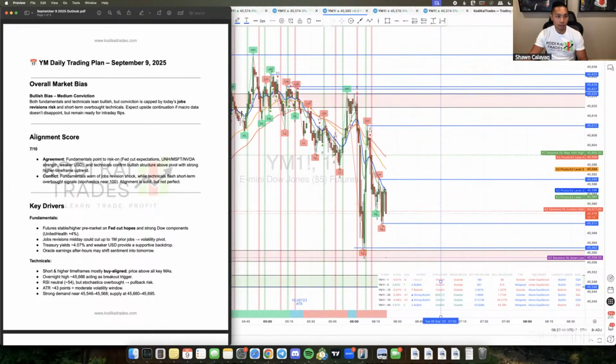With that being said, our alignment score is 7 out of 10. The agreement is that fundamentals point to risk on, with Fed cut expectations happening next week, the obvious stocks over here, UNH, Microsoft, NVDA, strength, weaker USD, and technicals confirm bullish structure above pivot with strong higher time frame uptrend. The main conflict here is that the fundamentals warned of jobs revision shock. Like I said, I've never seen this news event come up, so it's kind of unusual for it to come up like that, where there's a revision from NFP last week.